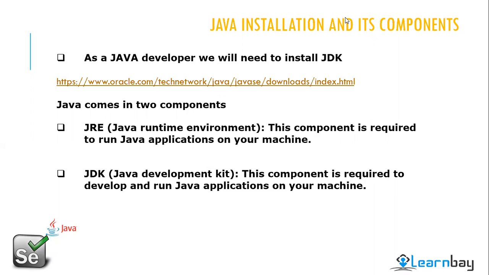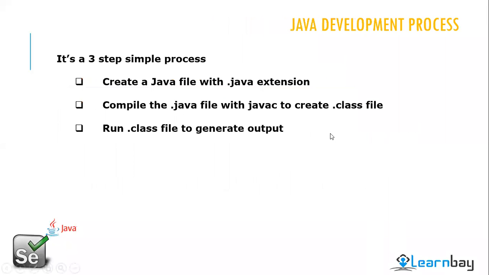JRE is a runtime environment which compiles your code, and then you can simply run your code inside a Java virtual machine, which is an abstraction on top of your operating system. So that's how JDK and JRE are different. JRE is part of JDK, as I have already mentioned. So moving on to the next slide.